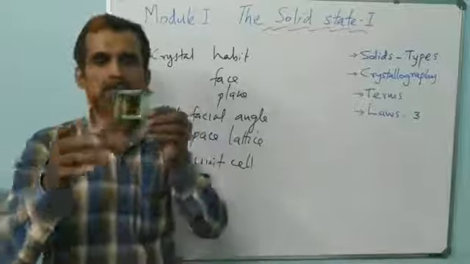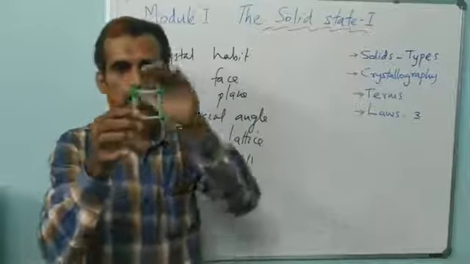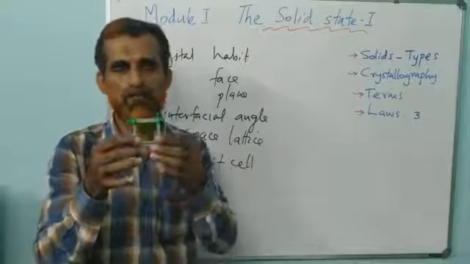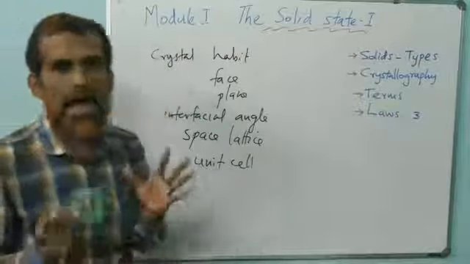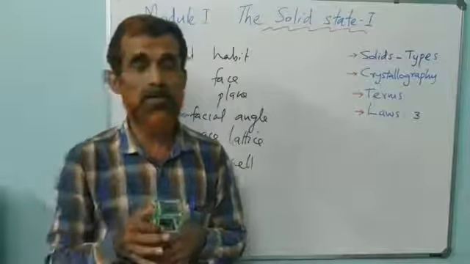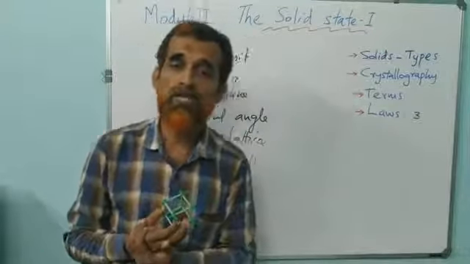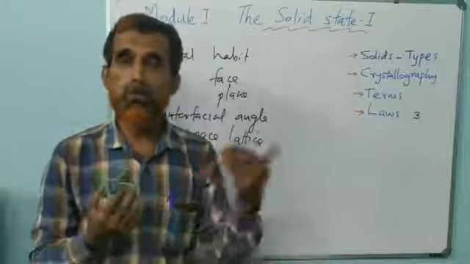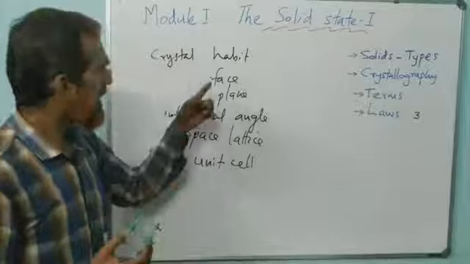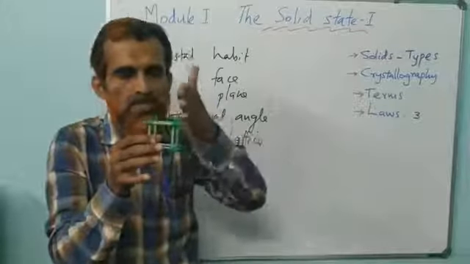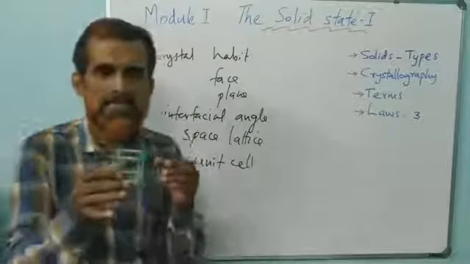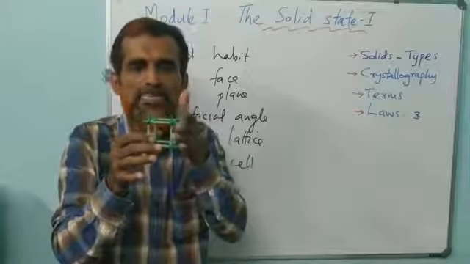Okay, look at this model. You can see this is a cubic shape. Suppose this is a cubic crystal. Okay. Crystal habit means the shape, the geometrical shape of a crystal. So this is cubic. There are different crystal habits like tetragonal, orthorhombic, monoclinic, etc. That we will discuss later. Crystal phase is the bounding phase of crystal. The bounding phase.